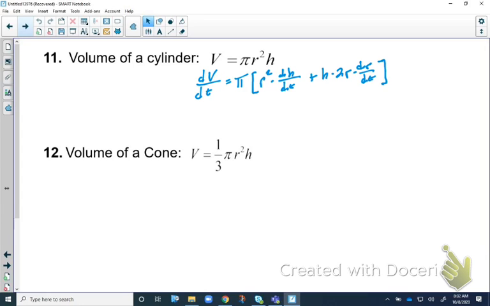And we'll clean that up a little bit. So I'll say dV/dt would be equal to pi times all of this, r squared times dh/dt plus 2hr dr/dt.